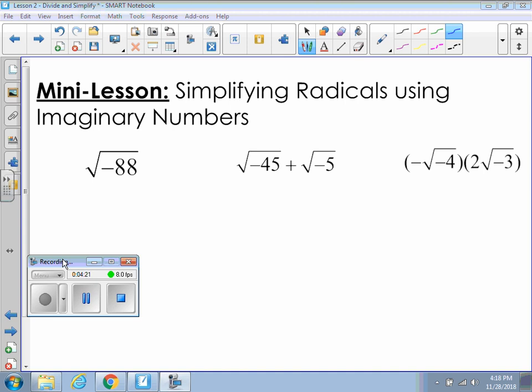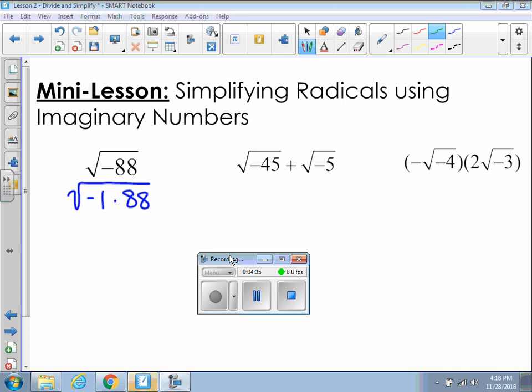We have the square root of negative 88. The square root of negative 88 is going to get me, well, negative 88 is the same as negative 1 times positive 88. Now, the square root of that could be rewritten, I should say, as the square root of negative 1 times the square root of 88. What's the square root of negative 1? It's i. And now I have i root 88.